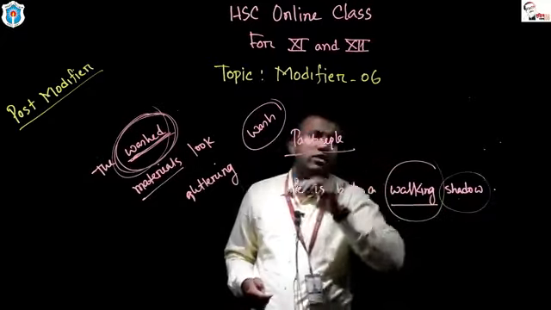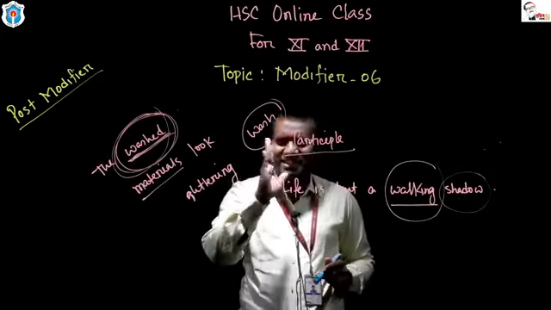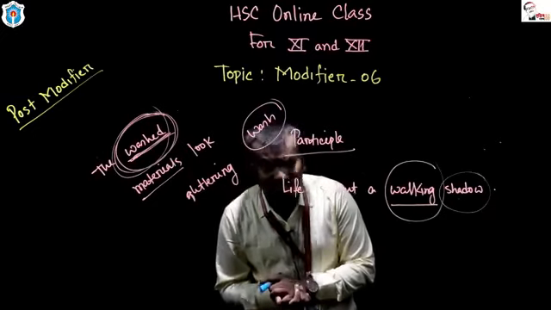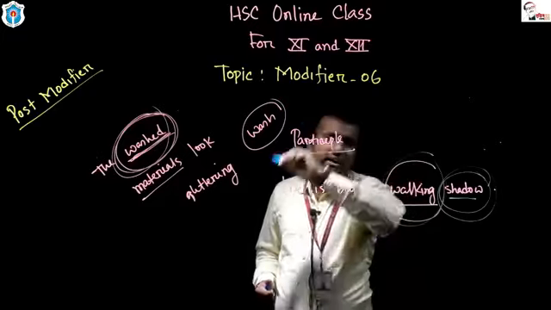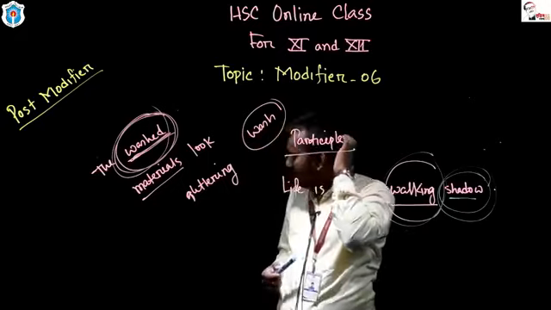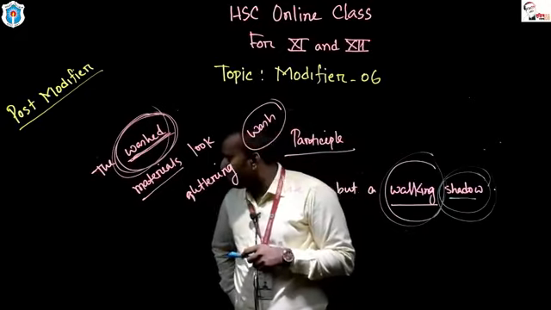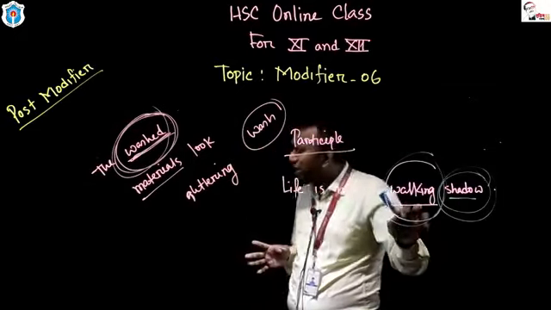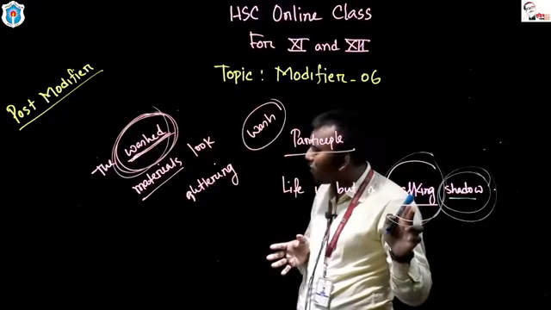Shadow is a noun. If any part of speech qualifies or modifies a noun or pronoun, that part of speech is definitely an adjective. Here, shadow is a noun. This shadow is being modified by walking. That's why walking is an adjective. Determiner plus adjective plus noun. Up to this part, have you got that? Do you have any query regarding walking here?